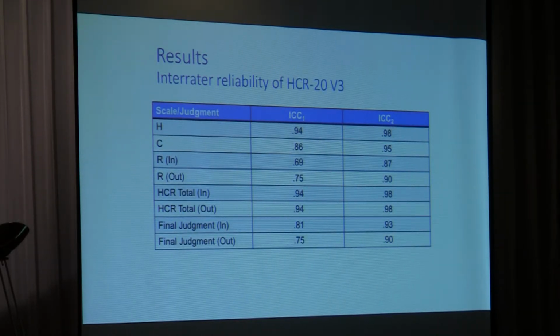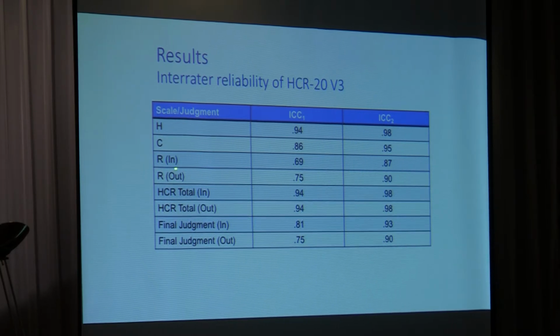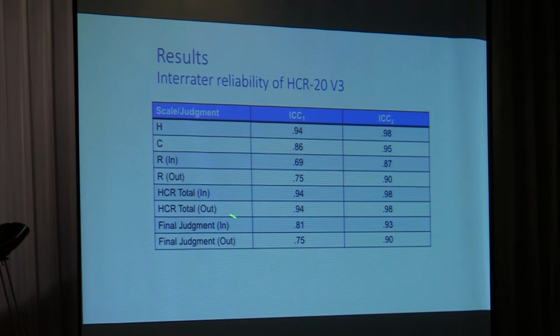So, more numbers for you. These are also a type of correlation, intraclass correlation. It's interrater reliability. ICC-1 is the reliability of 1 rater. ICC-2 is the reliability of averaged raters, the 3 averaged raters. So this is the different scales. That's for institutional violence. That's for community violence. Again, institutional and community. Final risk judgment of low, moderate, high risk.